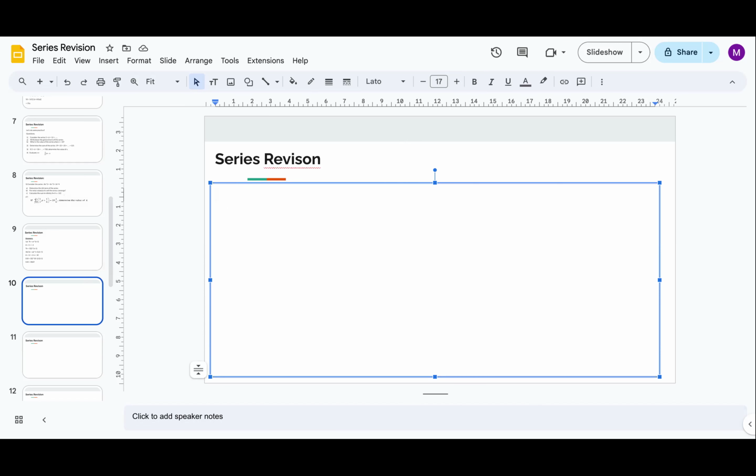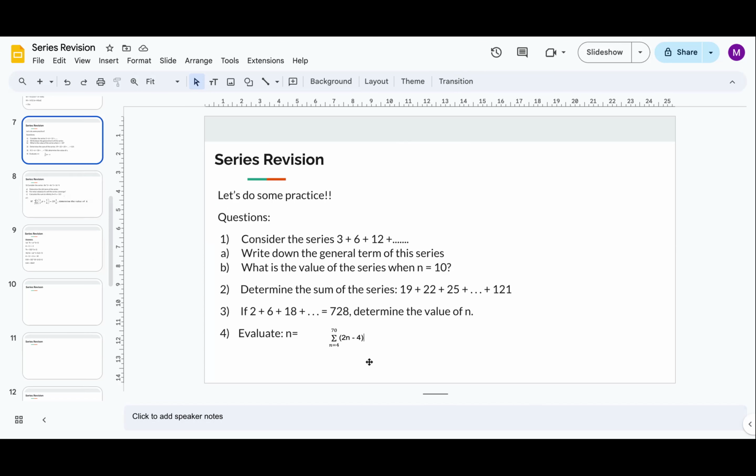So in order to establish what our n value is, we need to start with our general term. Now, let's determine whether we're working with an arithmetic or a geometric series here. We have 19, we have 22, we have 25, ending at 121. Now, is it arithmetic? Let's see. 22 minus 19, that is 3. 25 minus 22, that is 3 as well. So we have a constant difference of 3, meaning we're working with an arithmetic series over here.